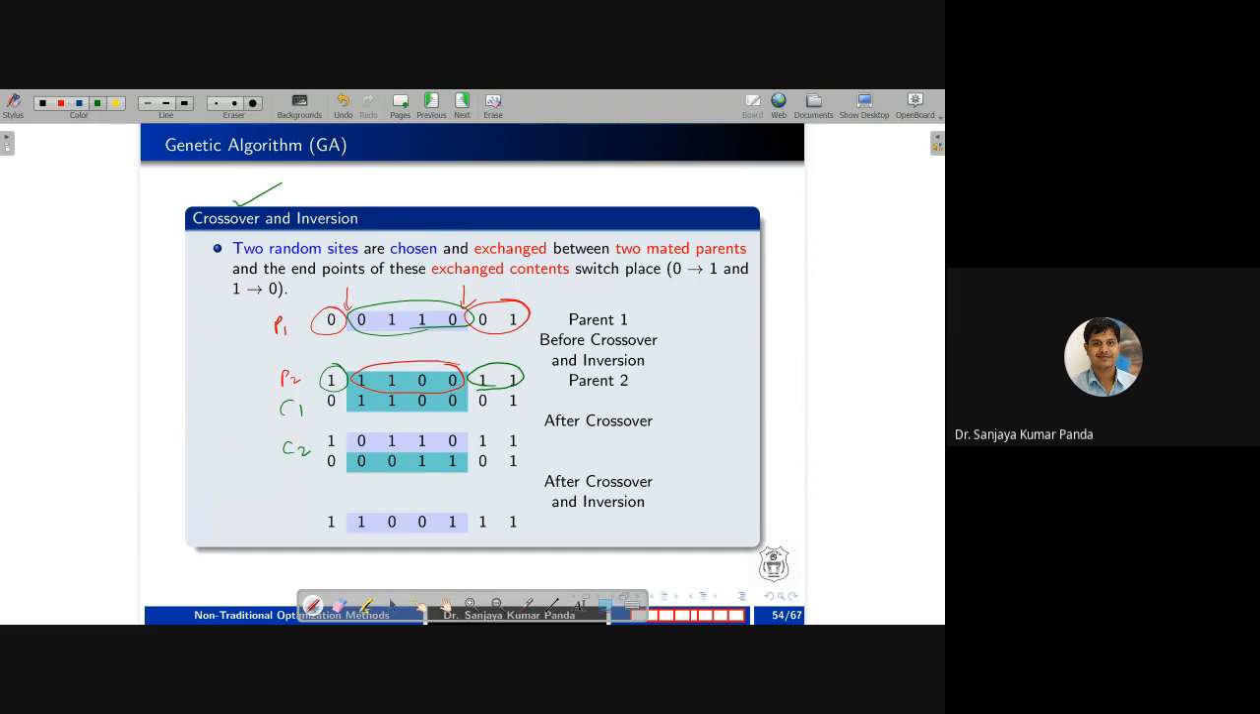Then you have to perform inversion. Inversion means this 1100 is now changed to 0011 and 0110 is now changed to 1001. What we did actually, we did crossover. After that, we applied the process of inversion.